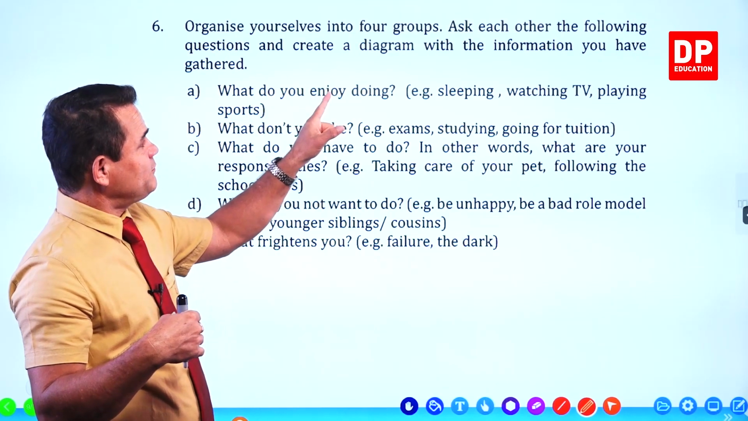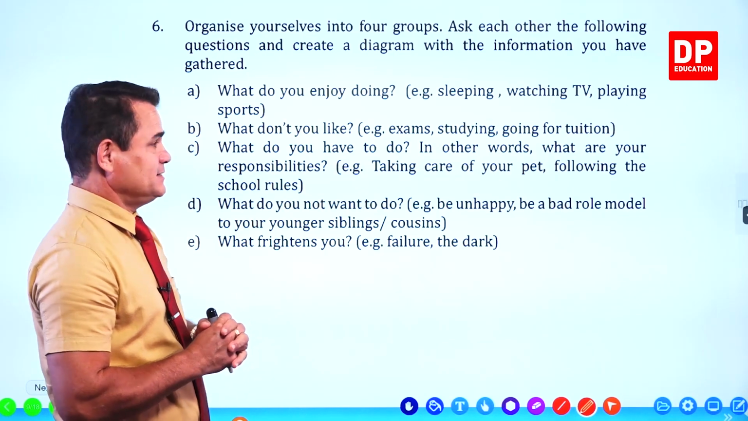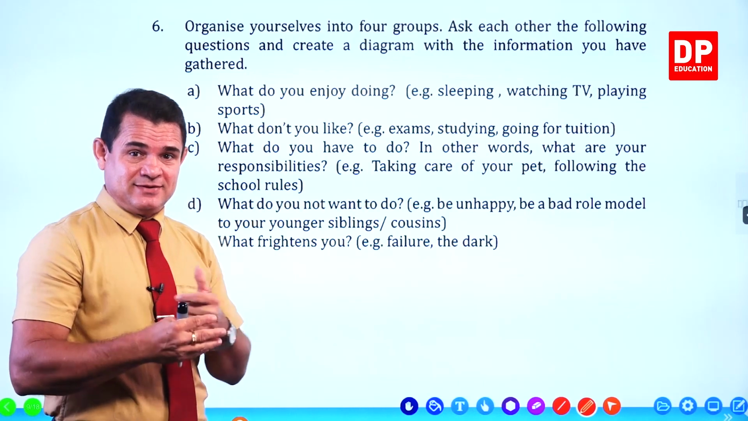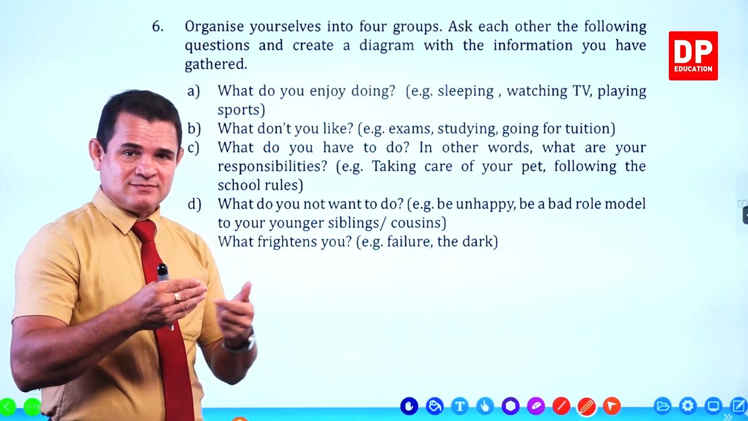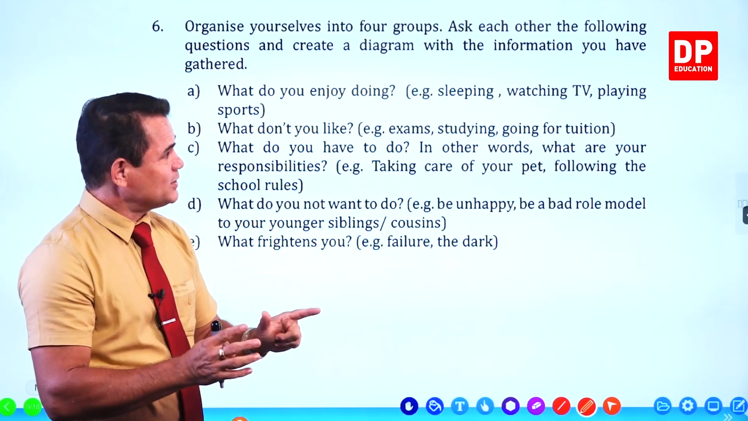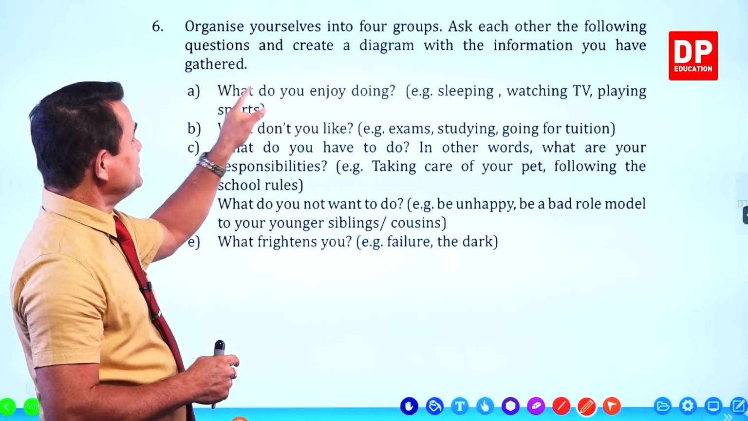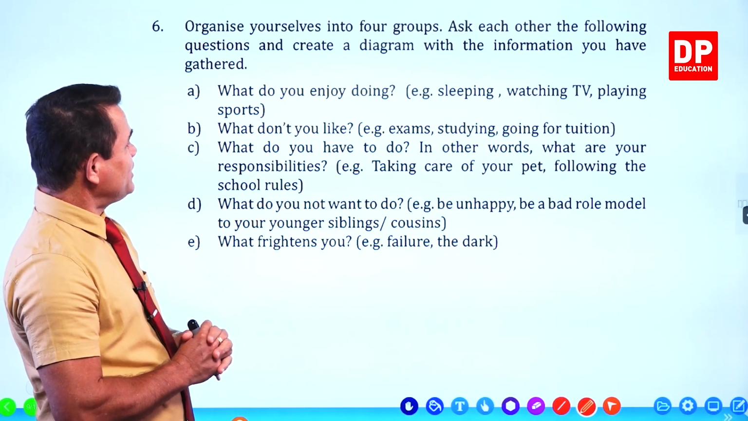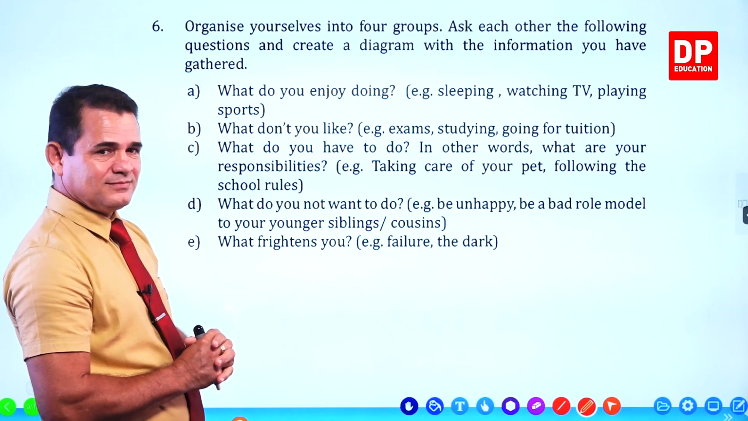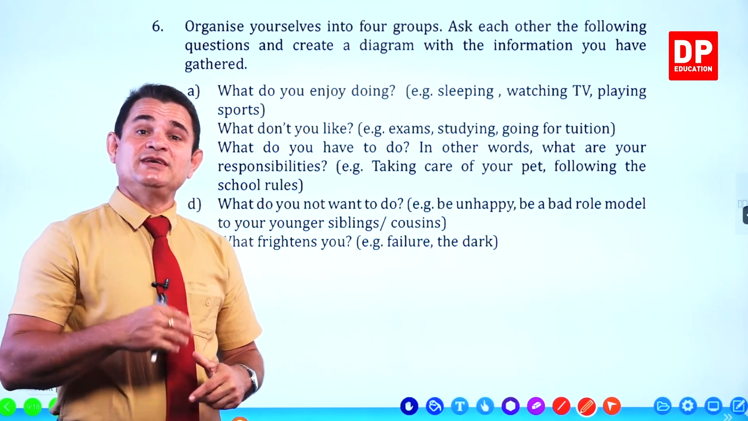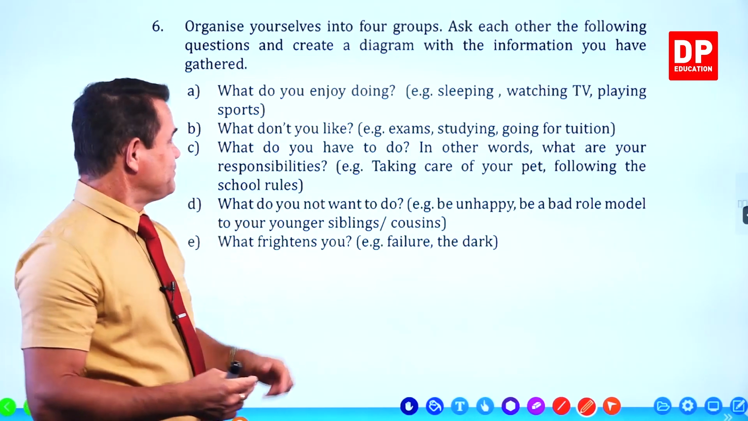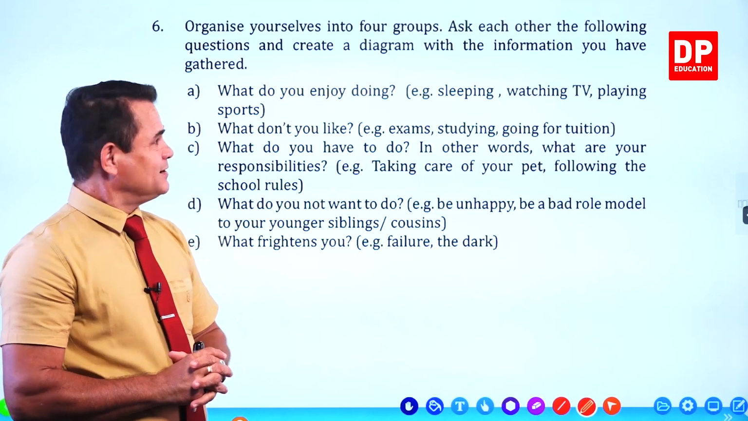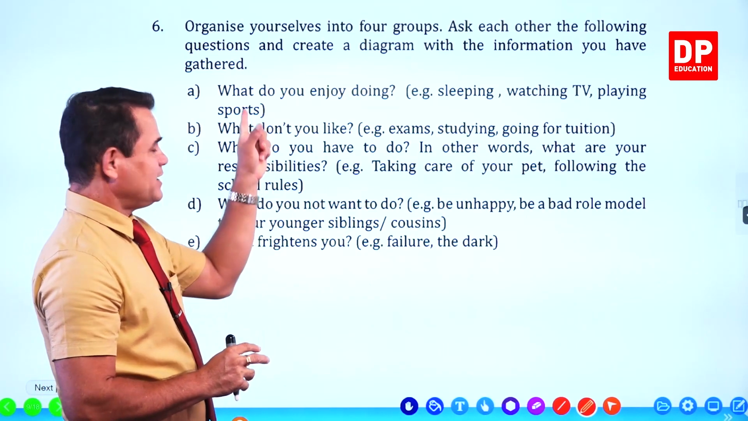Create a diagram with the information you have gathered. Now you discussed earlier with your friends the similarities and differences. ඒ ටික එකතු කරලා you have gathered, then you make a diagram. පොඩි diagram එකක් හදන්න. And what do you enjoy doing? You ask this question. What do you enjoy doing? ගොඩක් කැමති enjoy කරන්නේ මොනවා කරලාද? So then you can respond if somebody asks the question.